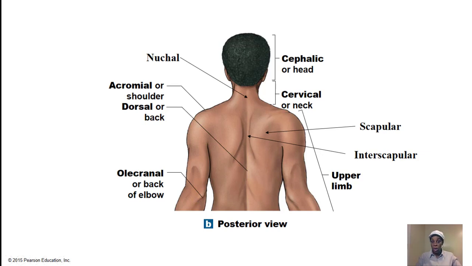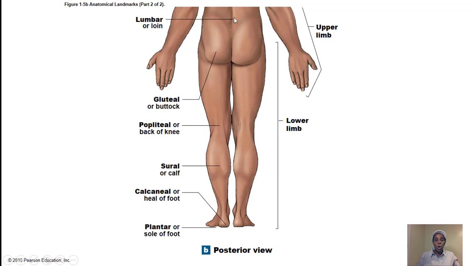Olecranal. And the front is called what? Antecubital. Then I'm coming lower now. The lower back is called lumbar. The buttocks is called gluteal. The thigh, remember that? Femoral. The back of the knee, popliteal. The front, patellar. The back of the leg is sural, and the front is crural.